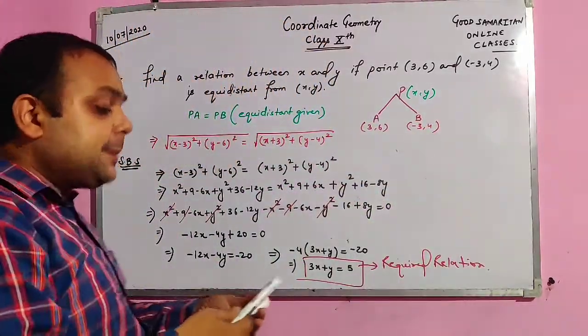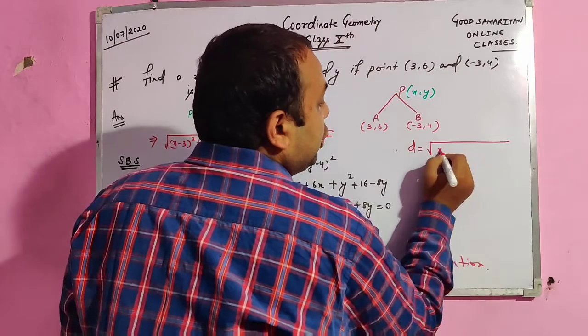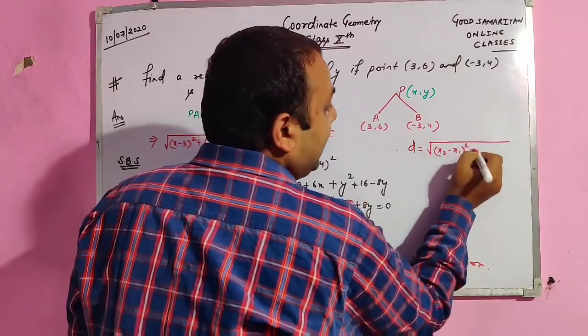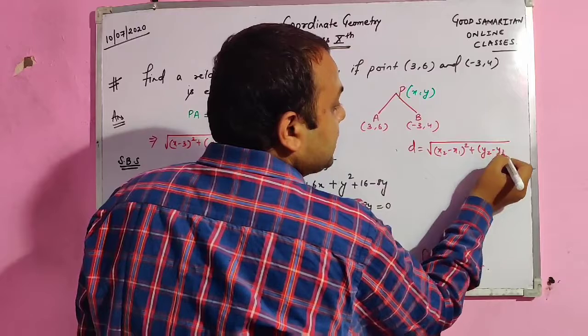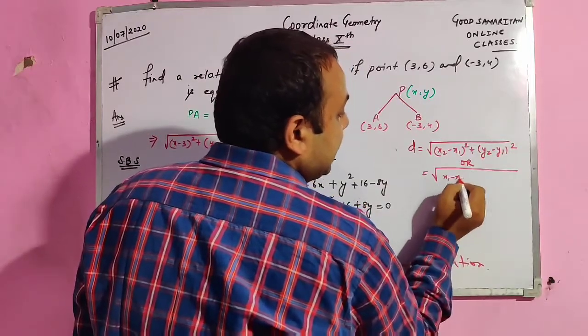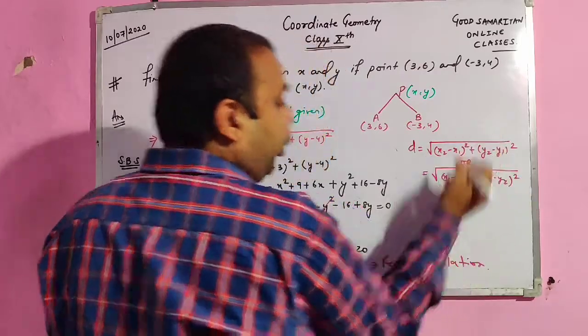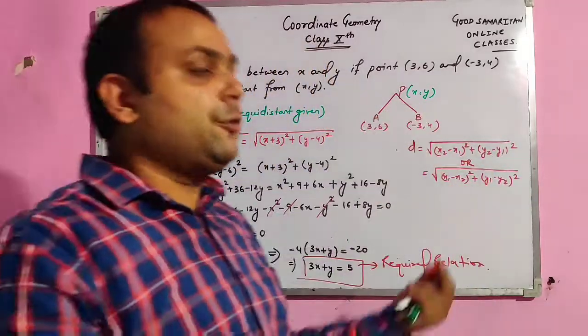So the concept of distance formula should apply here. The formula is under root of (x2 minus x1) whole square plus (y2 minus y1) whole square, or under root of (x1 minus x2) whole square plus (y1 minus y2) whole square. Both are correct. We can use either of them.